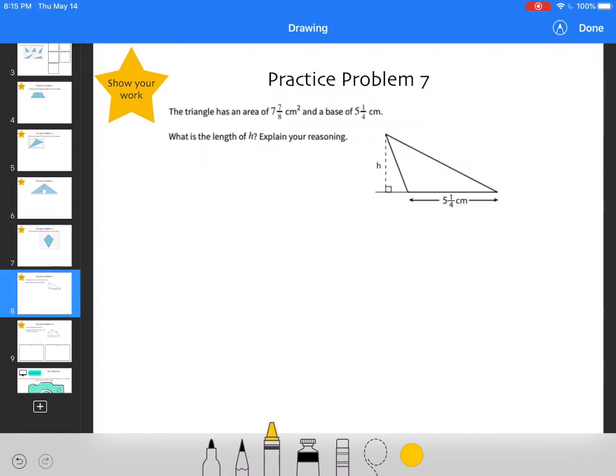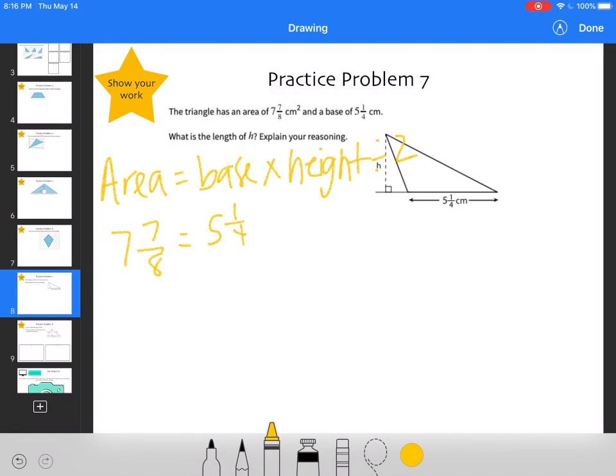So now I have a triangle that has an area of 7 7/8 and a base of 5 1/4. What's the height? So I know my formula is area equals base times height divided by 2. So I know the area is 7 7/8. I know the base is 5 1/4. I don't know the height, and I know I have to divide by 2. So the first thing I'm going to do is combine this and this together.